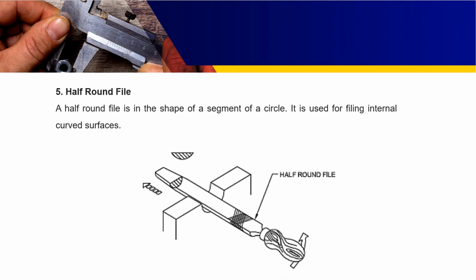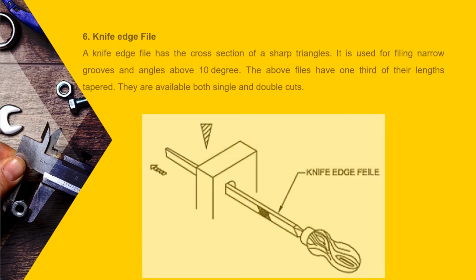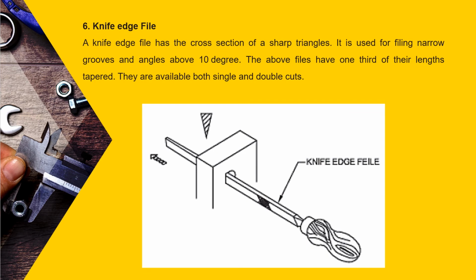Half round file. A half round file is in the shape of a segment of a circle. It is used for filing internal curved surfaces. Knife edge file. A knife edge file has the cross section of a sharp triangle. It is used for filing narrow grooves and angles above 10 degrees.